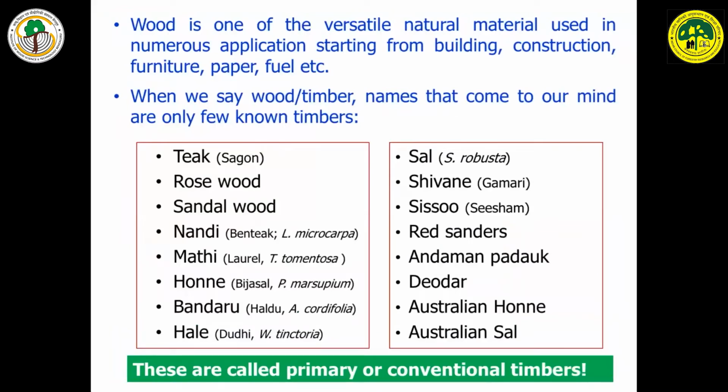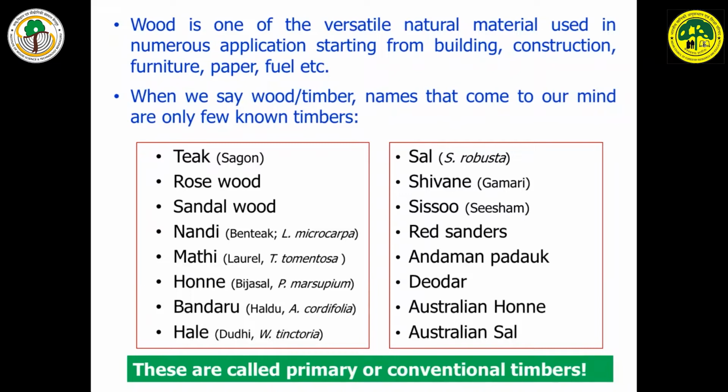And when we talk about different types of wood, particularly the primary or conventional timbers, there's a list here, like teak wood, rosewood, sandalwood, bent teak, mathi, that is called laurel or tomentosa, honne, hale, that is dudhi or Rhatia tinctoria, sal wood, shivne. These are the different wood species which generally come to our mind. Many of these are called the primary or conventional timbers, and they are generally high in demand because they can be used for different applications.